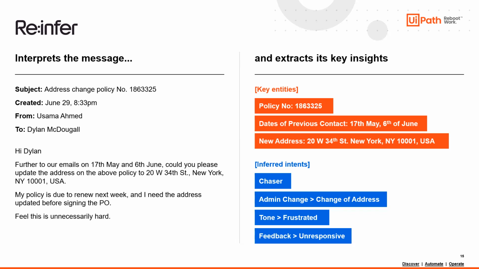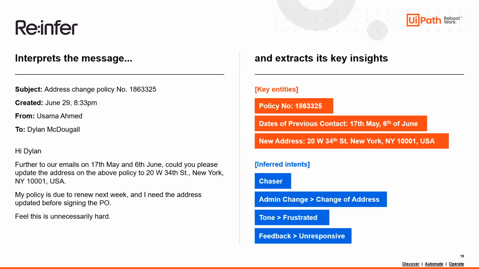Now, if a person were handling this process, it would just be, whenever they can get to that email. But if you have Reinfer and automation set up to handle the ingestion of this, they can do some initial categorization, and even kick off specific replies or automations to handle this email. And so you can see that the Reinfer model is able to extract key entities, right? So things like the policy number that was listed in the subject, the dates of when they were last contacted, and then even things like that new address.